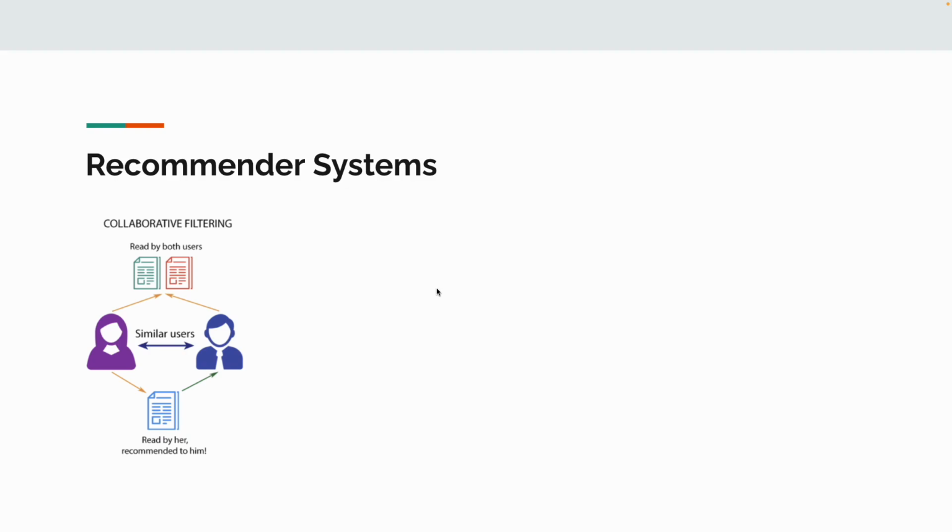So the idea is quite simple. We estimate some sort of similarity between users by looking at their previous behavior. For example, these two users read similar kinds of books, and let's say a new book arrived in the market, and she preferred to read this book. Because these two users have similar reading preferences, you can recommend this book to this user. So this is the general idea.